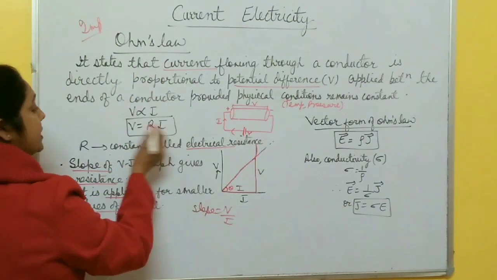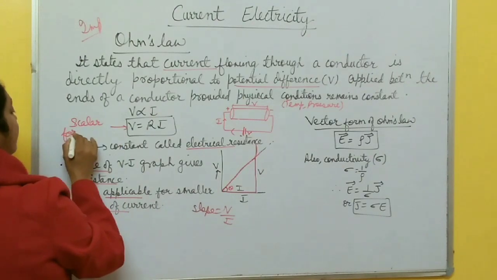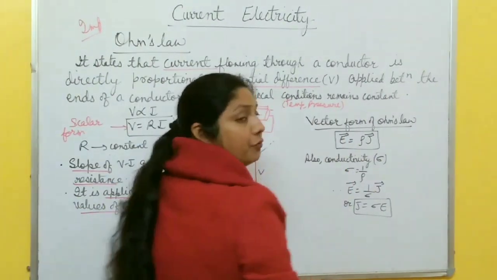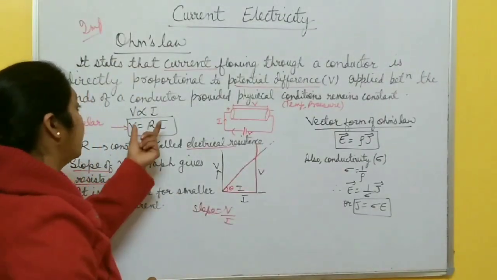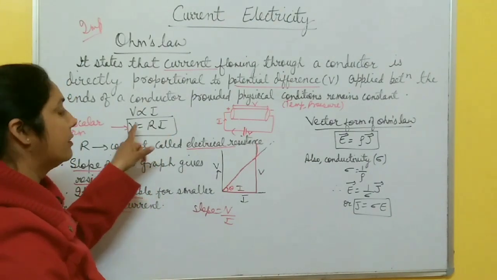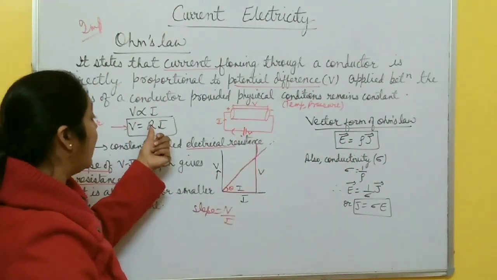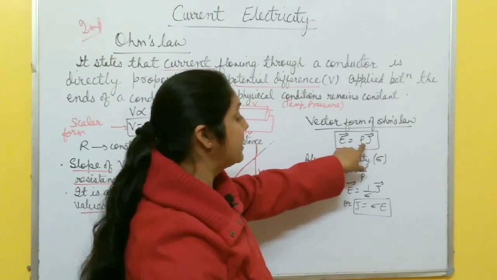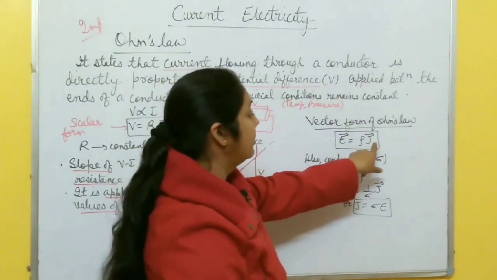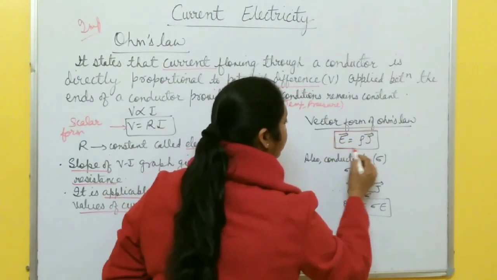And this Ohm's law is in a scalar form. There is no direction. But what is the vector form of Ohm's law? You just replace V by electric field E. E is a vector quantity. R, resistance, is replaced by rho, and I, a scalar quantity, is represented by J, current density, which is a vector quantity. So E equal to rho J. This is the vector form of Ohm's law.